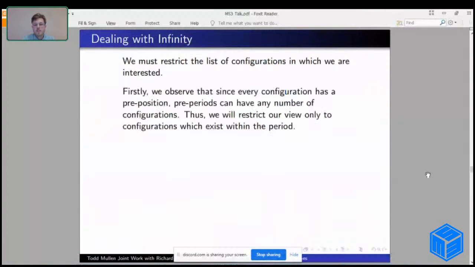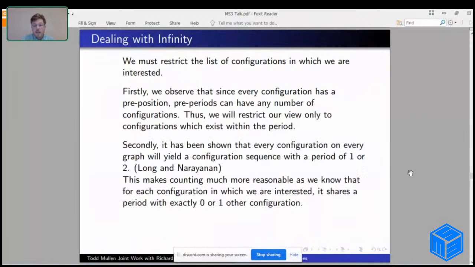Firstly, we observe that since every configuration has a preposition, pre-periods can have any number of configurations. Thus, we will restrict our view only to configurations which exist inside the period. Secondly, it has been shown that every configuration on every graph will yield a configuration sequence with a period of 1 or 2, and that is Long and Narayanan's result. This makes counting much more reasonable, as we know that each configuration in which we are interested shares a period with exactly 0 or 1 other configuration.